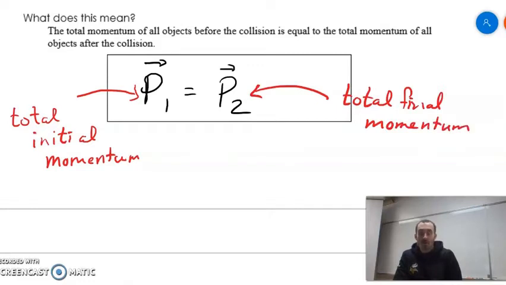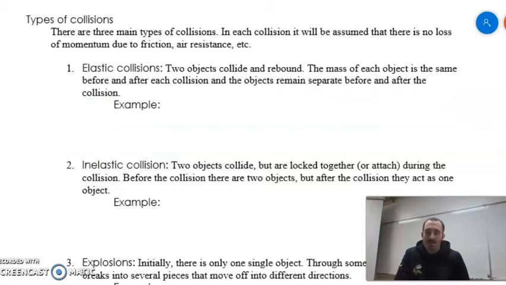So the total momentum at the beginning of the collision, before the collision happens, is going to be equal to the total momentum of all objects after the collision happens. Now, different objects collide with one another differently, and so we have three main types of collisions. We are going to assume that no momentum is lost because of friction or air resistance, so we're living in a perfect world right now.